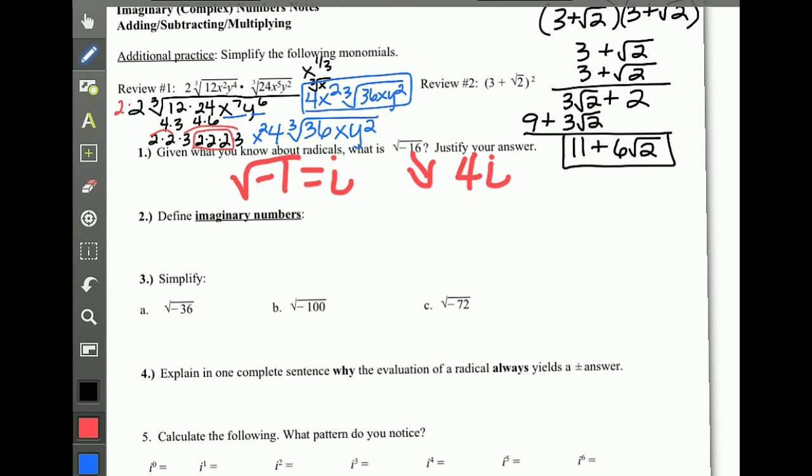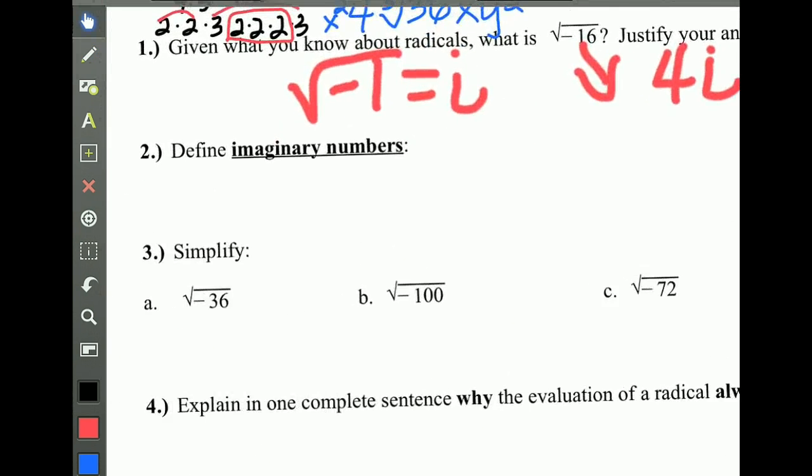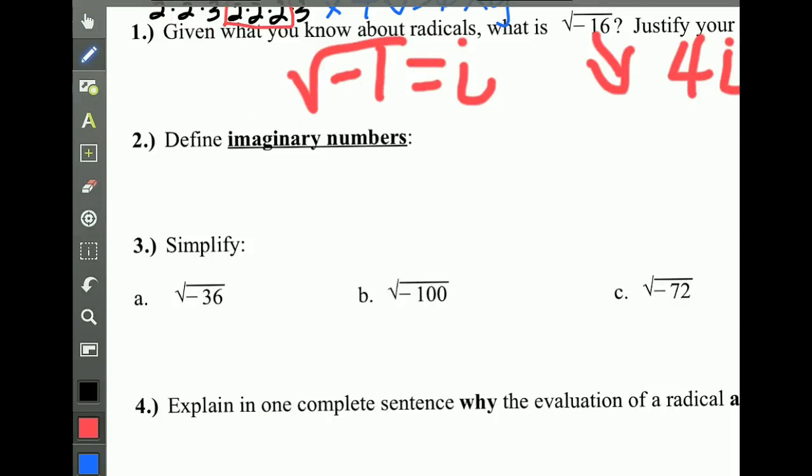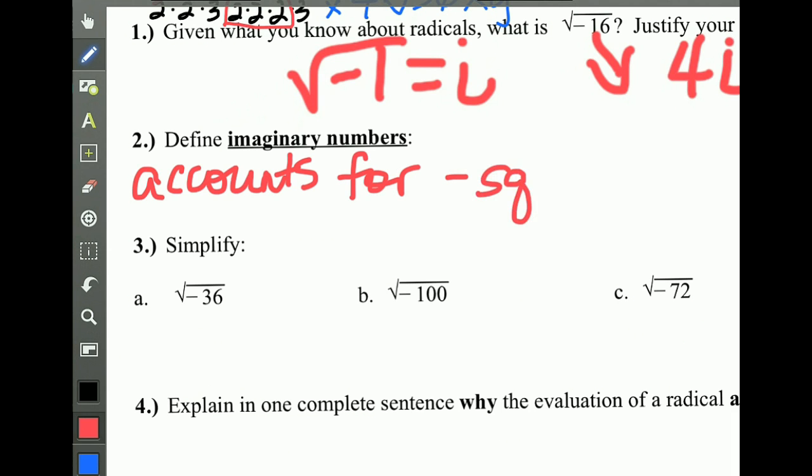Define imaginary numbers. So imaginary numbers are really just a way that we have to handle those situations where we have to account for that negative number somehow. It accounts for negative square roots, essentially. That's really what it does. Okay?